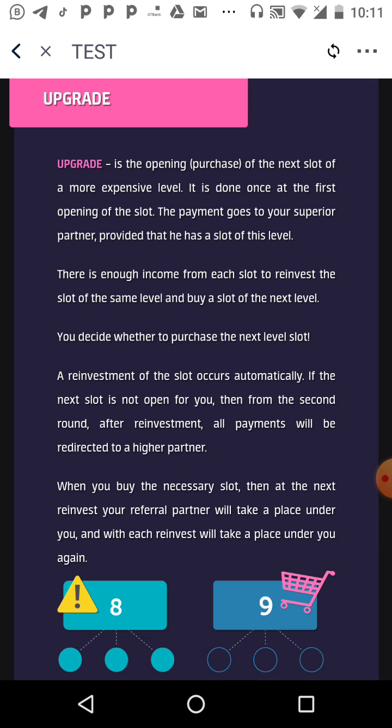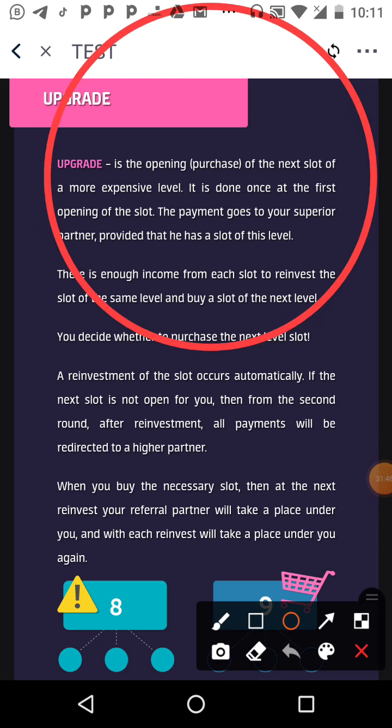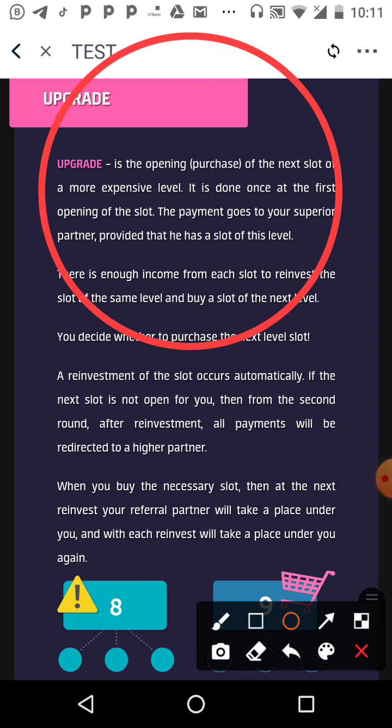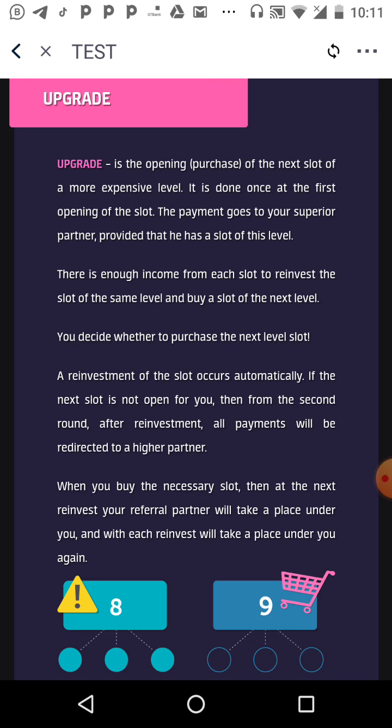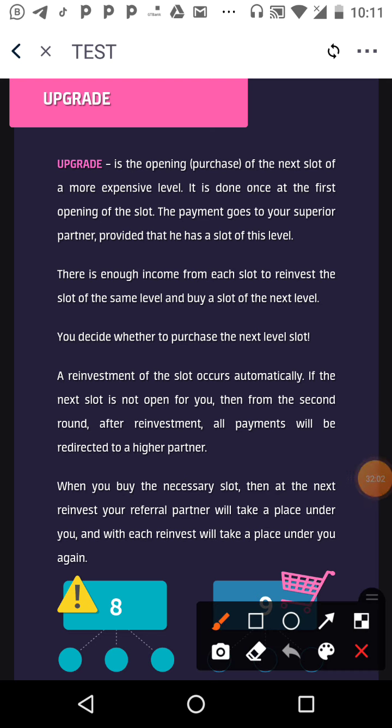Okay, the payment goes to your upline. Now I'm reading this. Okay, so what do they say here? The payment goes to your upline. Let me align it so that you get to see it properly. The payment goes to your upline partner, provided that he has a slot of that level. You remember what I just said not long ago?